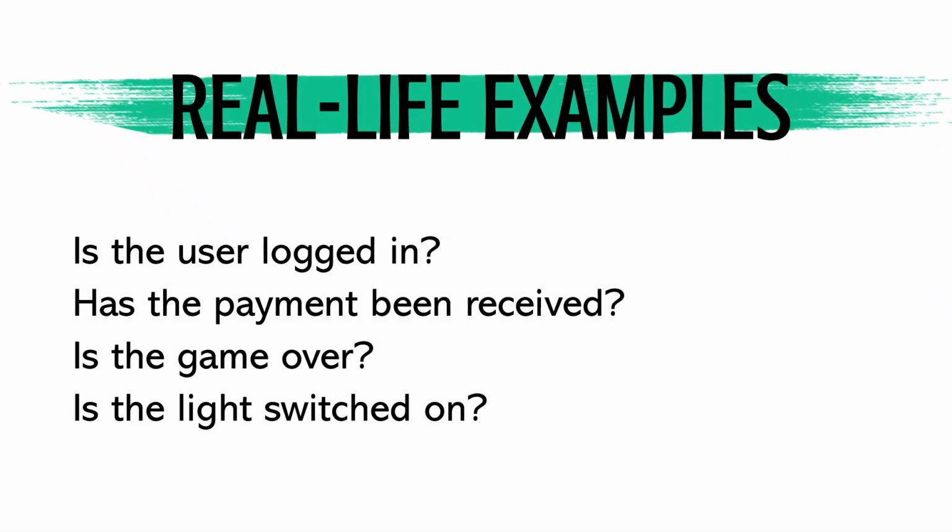Boolean values are often used to represent the state of something. For example, imagine a user logging into a website. While the user is logged in, you could store the value true. When the user logs out, you would change the value to false. Whenever the answer to a question can only be yes or no, a Boolean is usually the right data type to use.